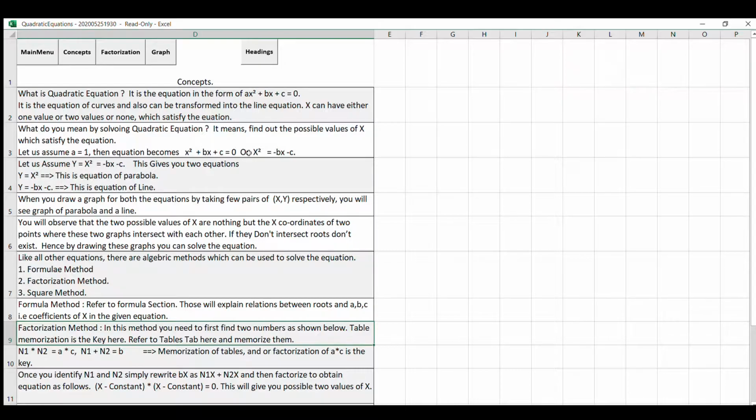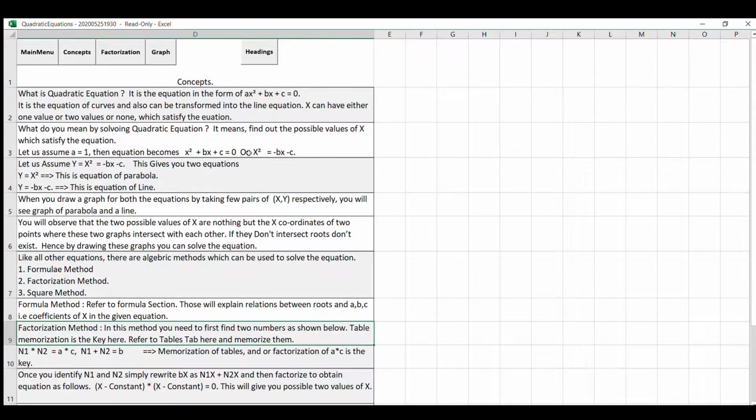Before that, what do you mean by solving a quadratic equation? When you say we have to solve a quadratic equation, it means you have to find all the possible values of x which satisfy this equation. What does that mean? If you find a value of x and you replace it in ax square plus bx plus c is equal to 0, the left hand side should be equal to 0. That means it has satisfied the equation. That is what you have to do.